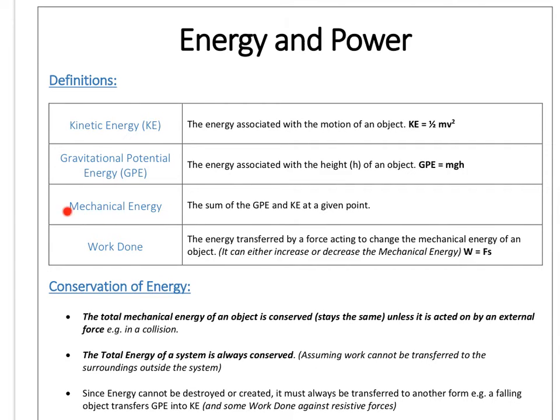So I'm going to be talking about mechanical energy. Mechanical energy is just the sum of the GPE and the kinetic energy at a given moment in time. So if you add them together, that gives you the total mechanical energy the object has.